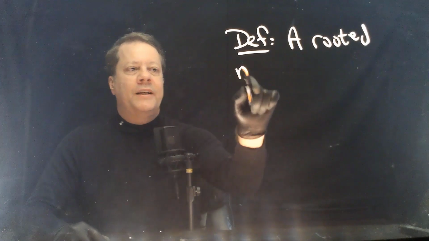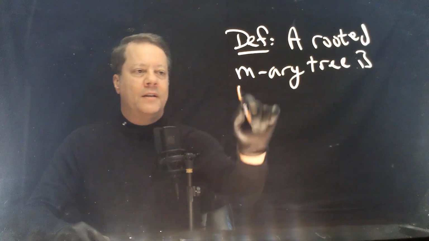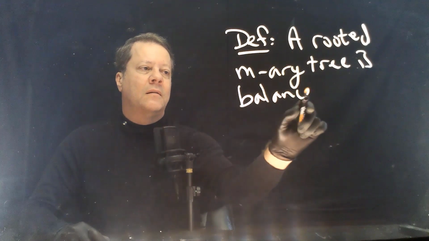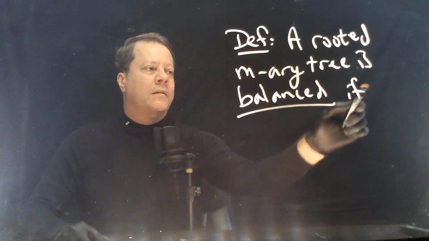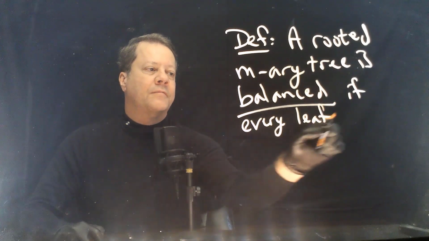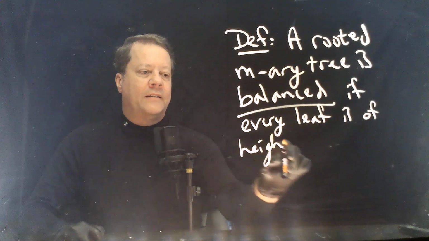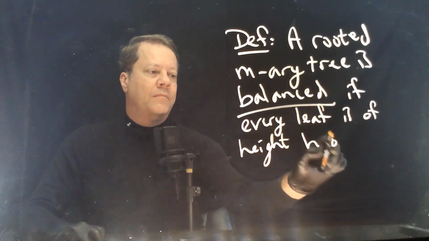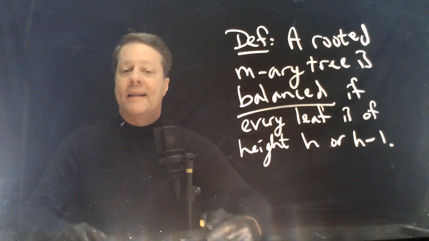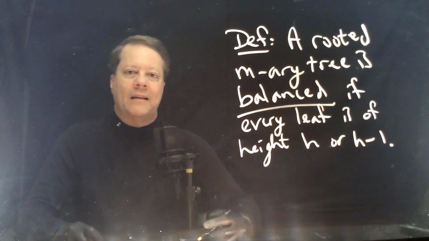A rooted m-ary tree is balanced if every leaf is of height h or h minus 1. We're going to allow that level of deviation in order to be balanced.